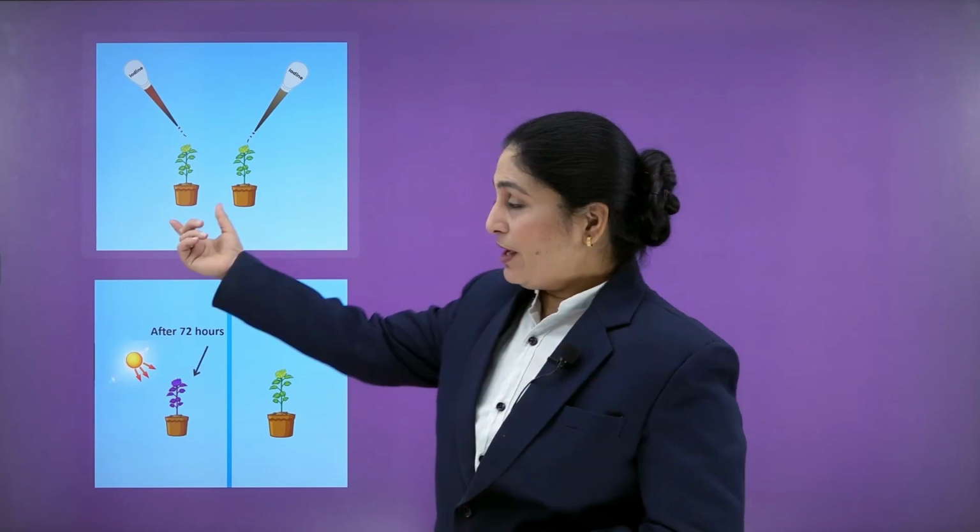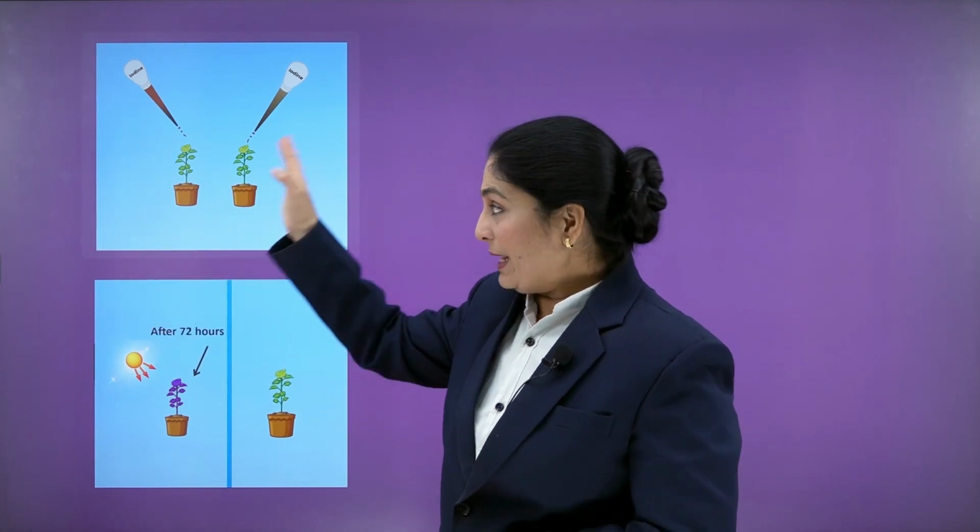So now dear students, let us perform an activity to find out whether sunlight is necessary for the process of photosynthesis. Here we have two potted plants. I keep one plant in the sunlight and the other in the dark, which means there is no sunlight, and I'll keep this plant for 72 hours in the dark. After 72 hours, we'll perform an iodine test.